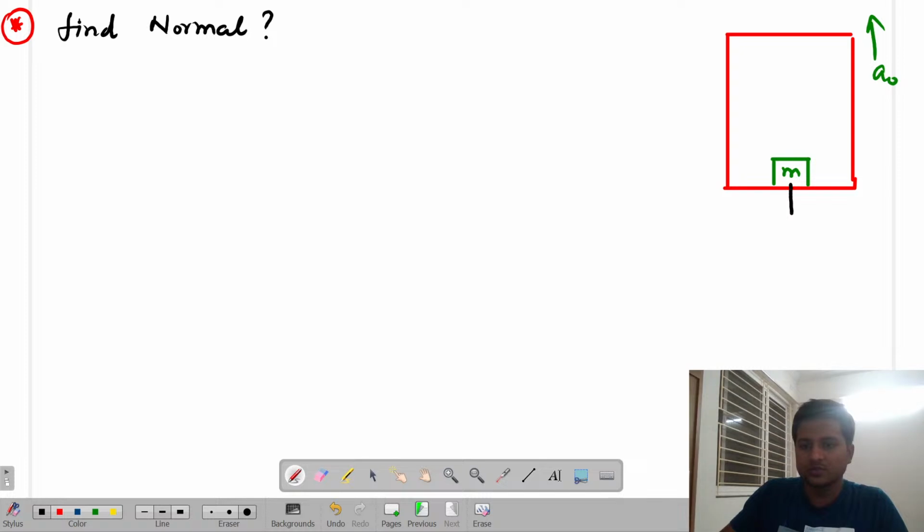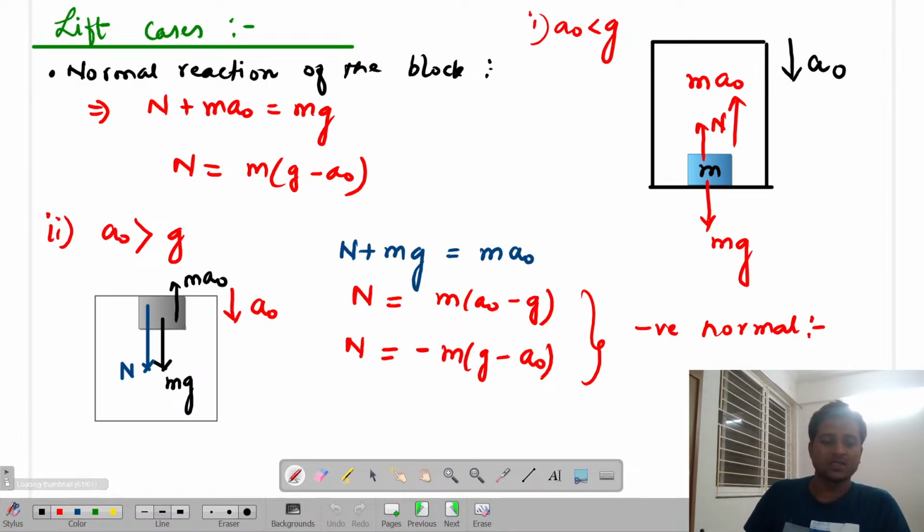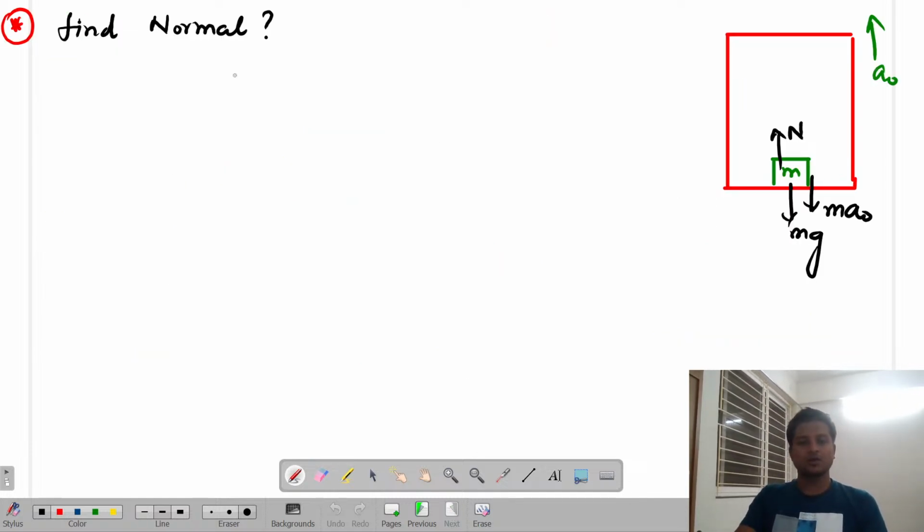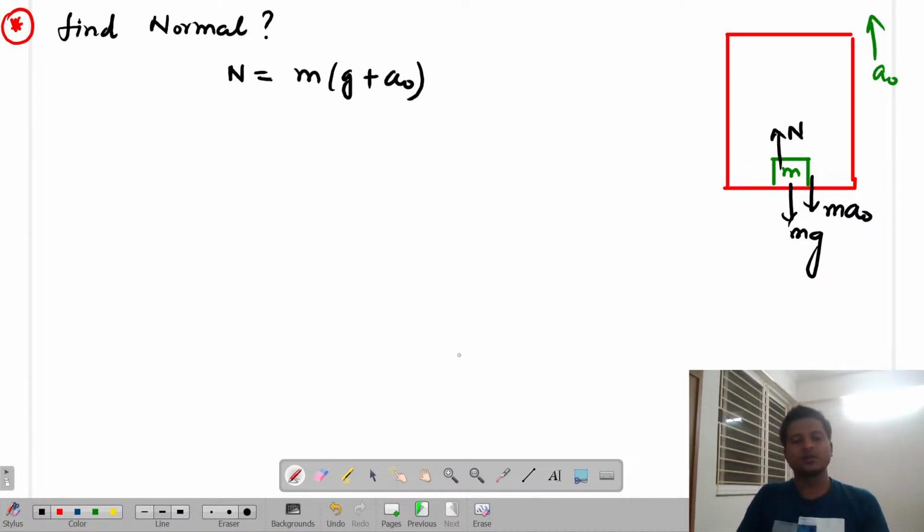So look over here. The mg is downwards and the pseudo force does not matter at all, because the lift is going upwards. Both the forces are in the downward direction. So m will always stick to the surface. Are you able to get me or not? But in the previous problem, there is a chance that since there is a pseudo force in the upward direction, if it becomes more, it will try to fly off and bounce back. So here the normal will be exactly equal to how much? M times g plus a naught.